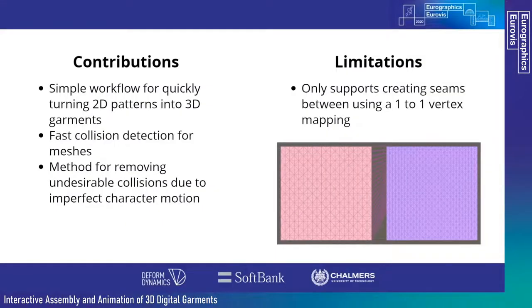In conclusion, our solution provides a simple workflow for quickly turning 2D patterns into 3D garments. If the user wants to modify the garment topology after running the simulation, that can be done without having to recreate the seams, which produces a favorable environment for experimentation. Additionally, our fast collision detection system can be adjusted on a per-vertex level to avoid unwanted collisions due to impossible character configurations resulting from motion capture.